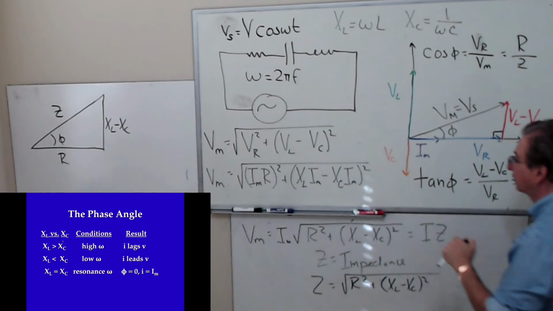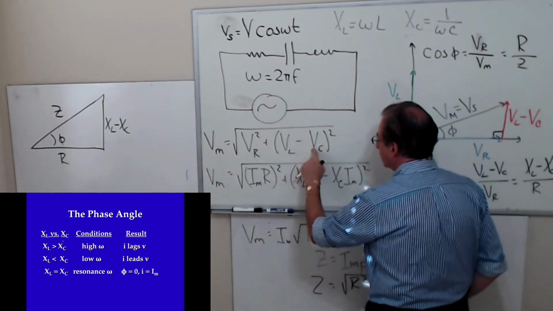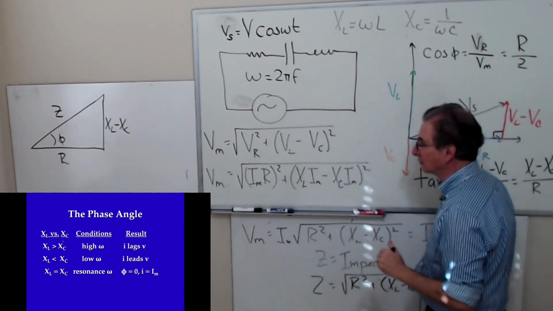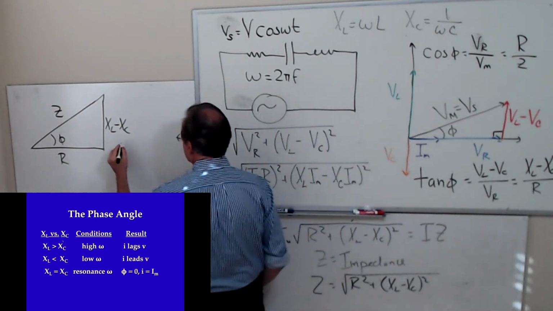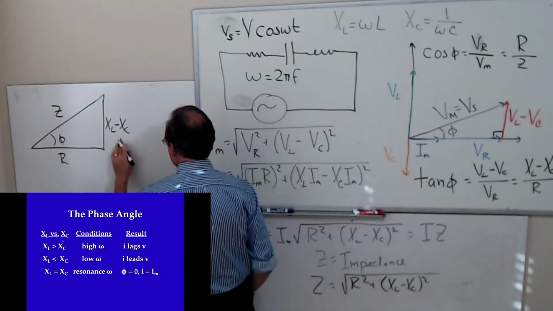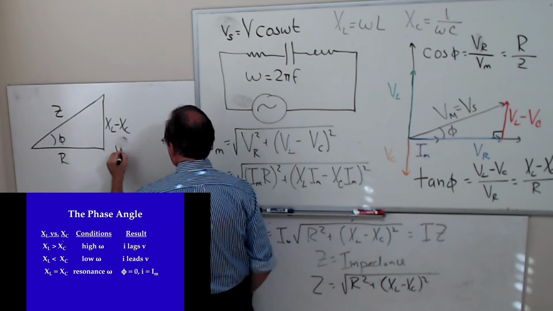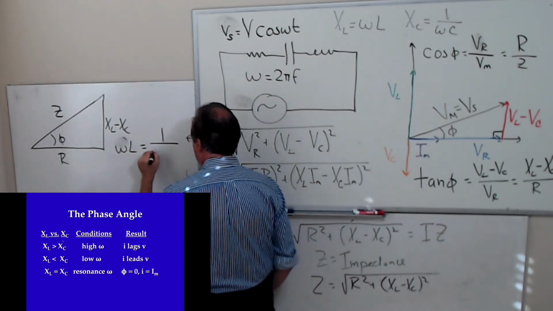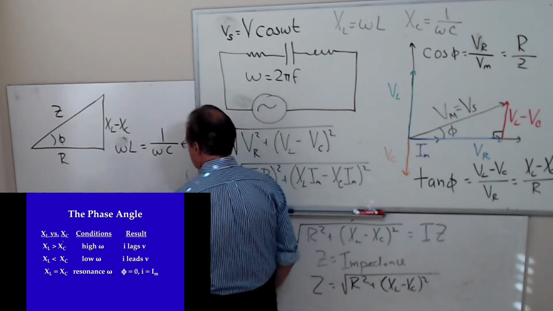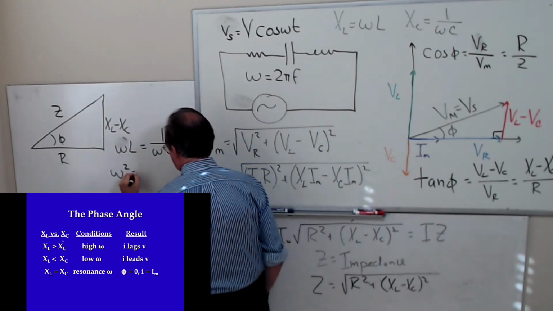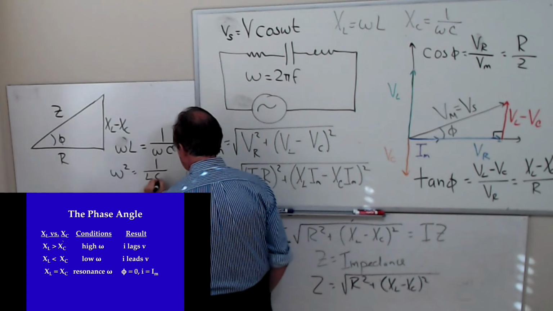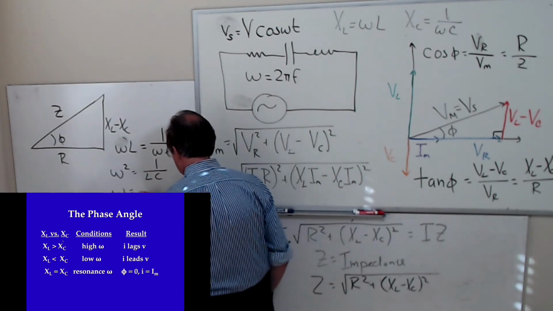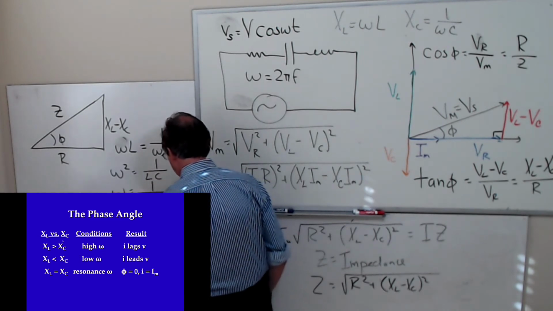If these two are equal to each other, when are they equal to each other? Well, you can just set omega times L equals 1 over omega C. You get omega squared equals 1 over LC. And so omega is 1 over the square root of LC.